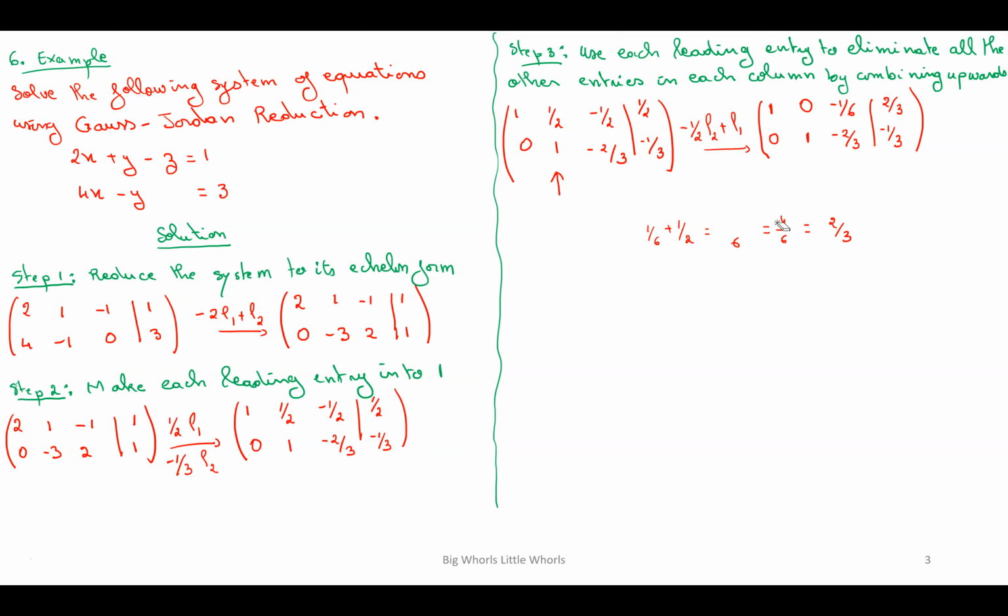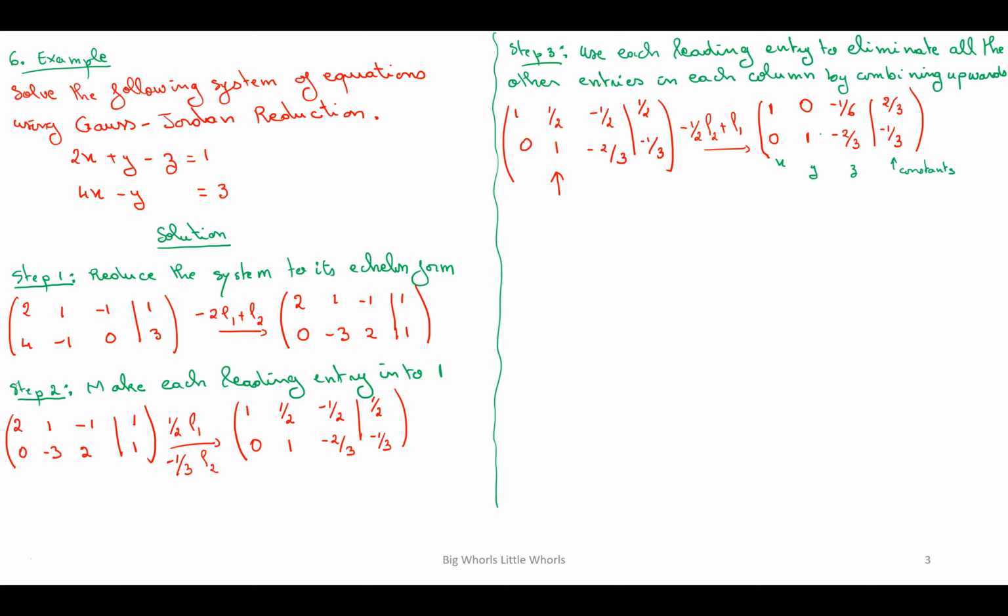Gauss-Jordan. Okay, so that's the end. That's our final answer. And as you can see, this is x, y, z, and here is the constant. These are the constants there. So we can read the solution easily here.